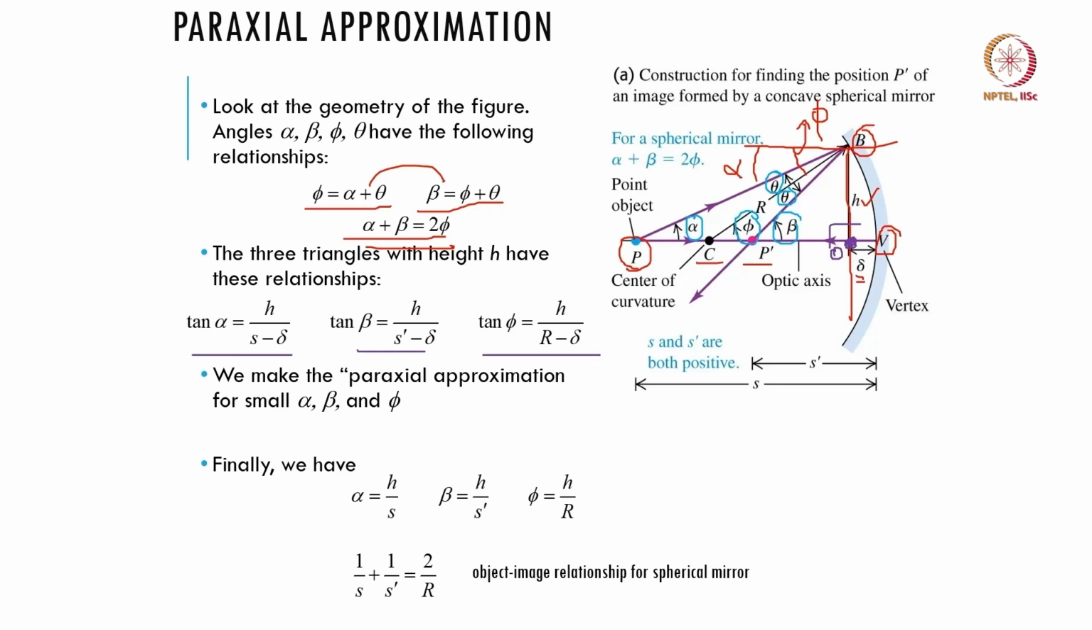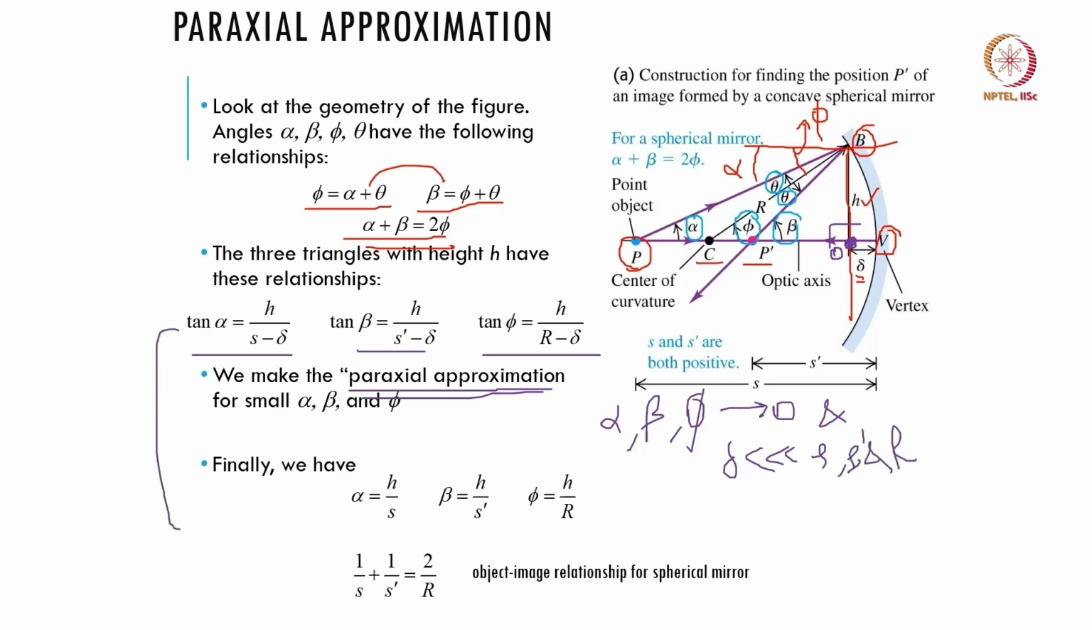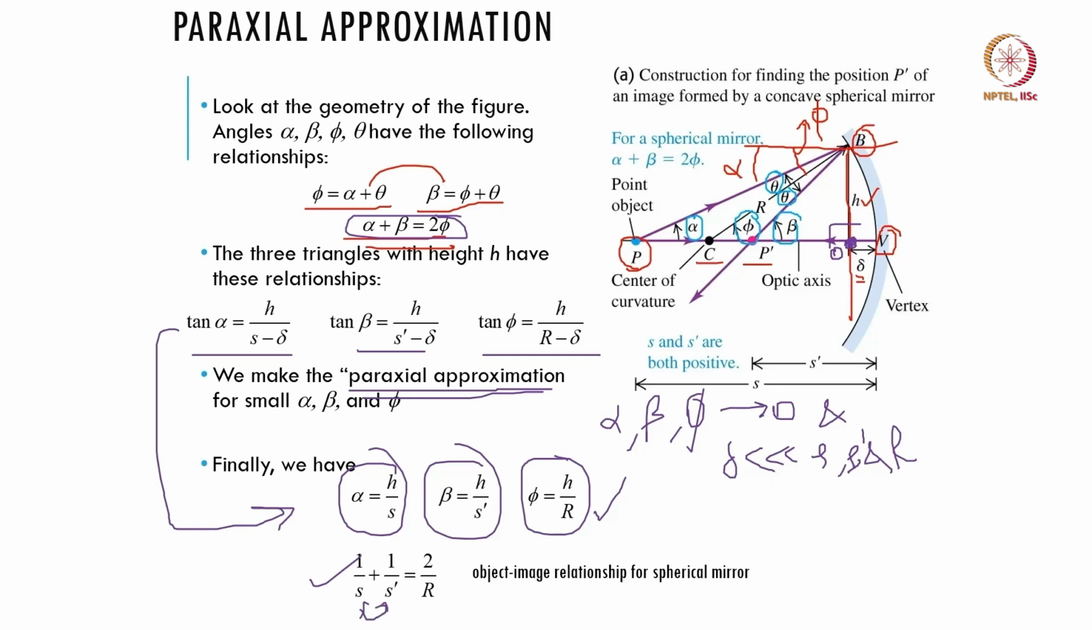Now, we take an approximation called the paraxial approximation, where we assume small values for alpha, beta, and phi, that is, alpha, beta, and phi tend to 0, and delta is far less than s, s dash, and r. Then these relations transform into alpha equal to h by s, beta equal to h by s dash, and phi equal to h by r. Substituting these simplified relations into alpha plus beta equal to 2 phi, we get a relation which gives the relationship between s and s dash, that is, the distance of object and image. Thus, we obtain the object image relationship for a spherical mirror, which is 1 by s plus 1 by s dash equal to 2 by r.